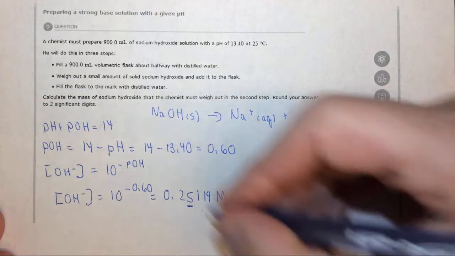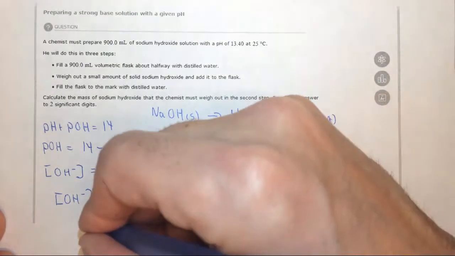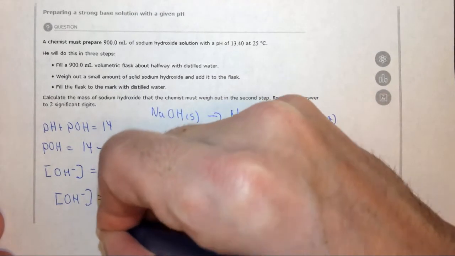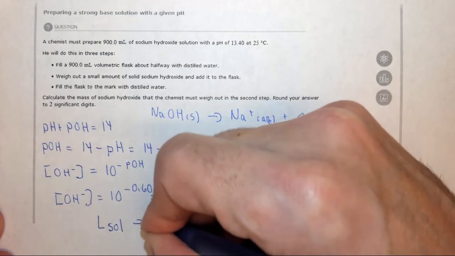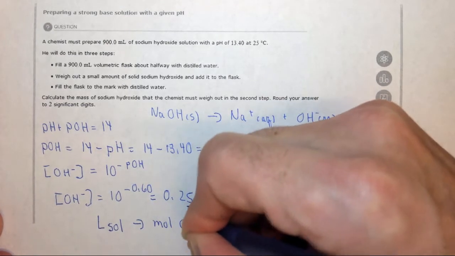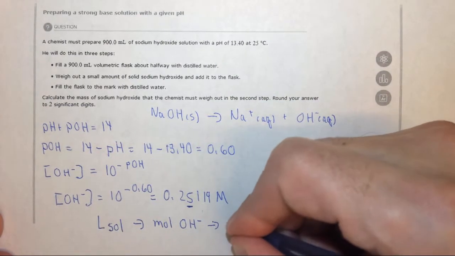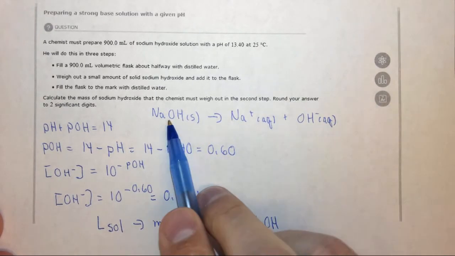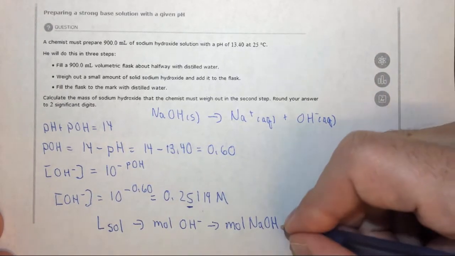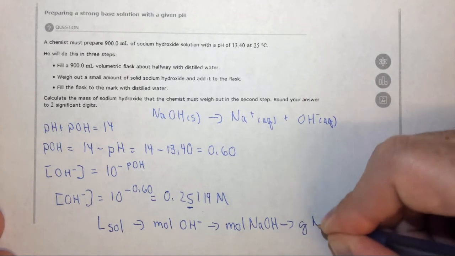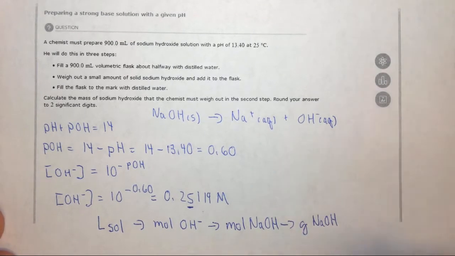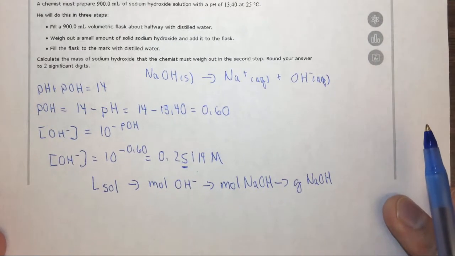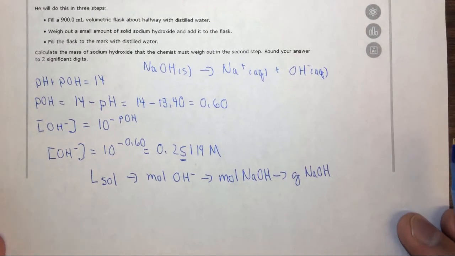So basically, we want to do now dimensional analysis. We want to go from liters of solution to moles of OH- to moles of NaOH using this balanced chemical equation, then finally to grams of NaOH, so we could figure out ultimately the grams of NaOH we should add to make this solution. So I'm just going to move the paper up.